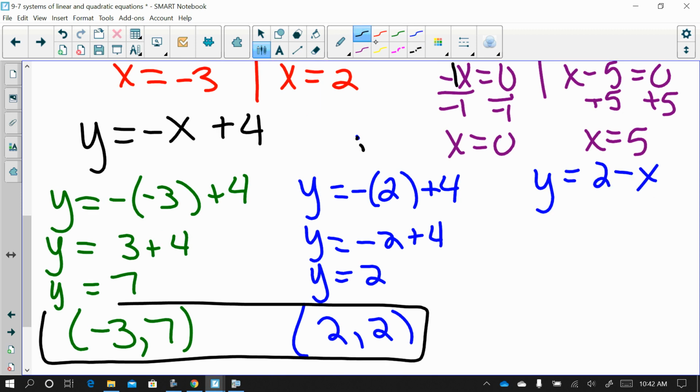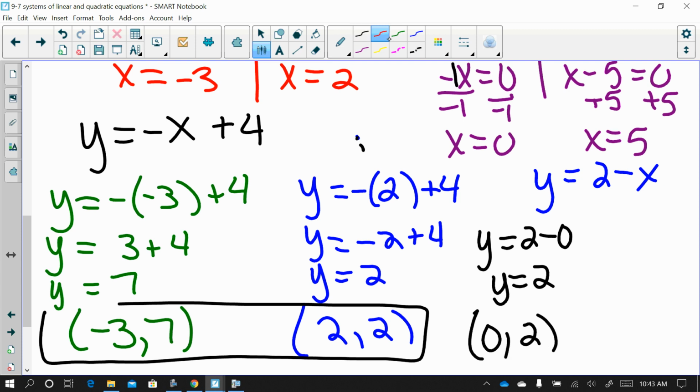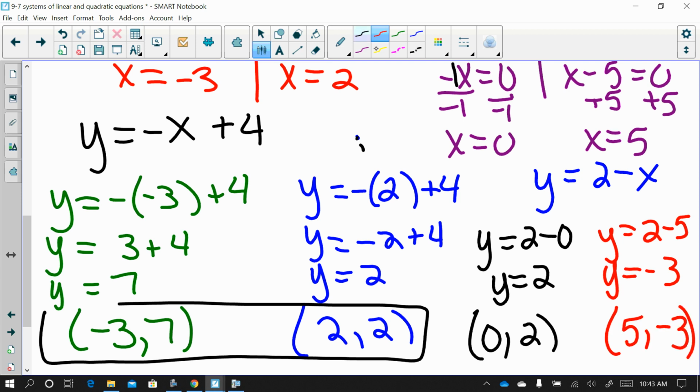Let's plug in what we have. Okay, so I'm plugging in 0. So y equals 2 minus 0. y equals 2. So I have the point 0, 2. Again, over here, now I'm going to plug in 5. y equals 2 minus 5. y equals negative 3. So I get the point 5 comma negative 3. And these are my 2 answers. Hopefully you did a good job with those.